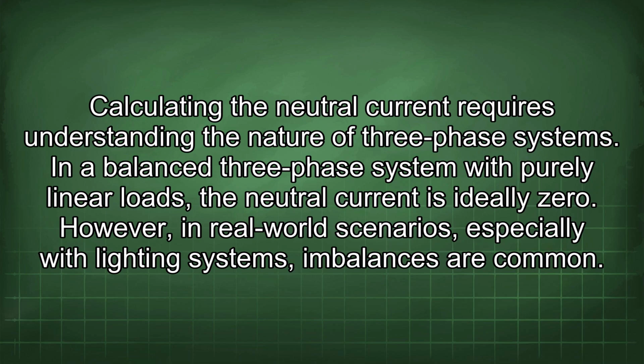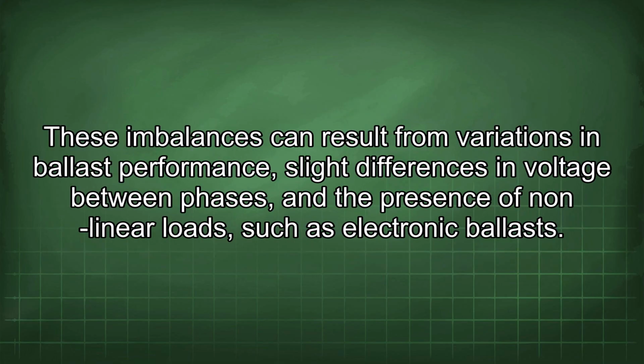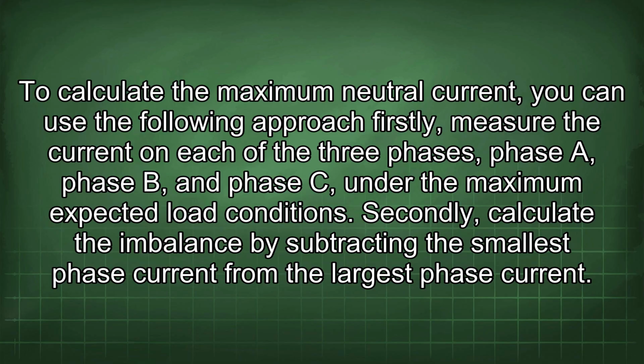To elaborate on load balancing, consider a scenario where the lighting system consists of numerous fluorescent fixtures, each with multiple ballasts. Distribute the fixtures across the three phases, Phase A, Phase B, and Phase C, in a way that equalizes the current draw on each phase. If one phase has a significantly higher load than the others, it can lead to a voltage drop on that phase. This voltage drop can dim the lights connected to that phase and potentially damage the ballasts over time. Therefore, striving for an even distribution of fixtures is crucial. Calculating the neutral current requires understanding the nature of three-phase systems. In a balanced three-phase system with purely linear loads, the neutral current is ideally zero. However, in real-world scenarios, especially with lighting systems, imbalances are common. These imbalances can result from variations in ballast performance, slight differences in voltage between phases, and the presence of nonlinear loads such as electronic ballasts. To calculate the maximum neutral current, you can use the following approach.